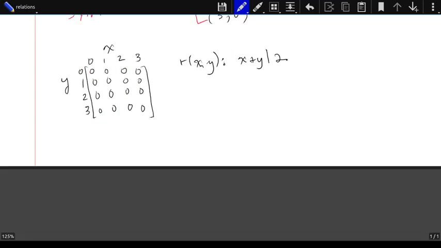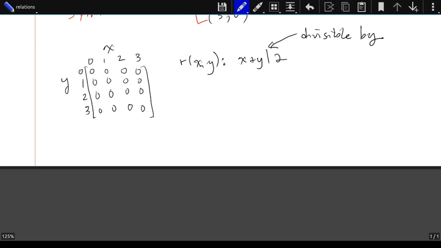Here's another example where we have a relation defined as x plus y is divisible by 2. This pipe symbol in this context means divisible by. You might remember this from the lesson on sets. So x plus y is divisible by 2. Another way of saying that is the sum of x and y is even.